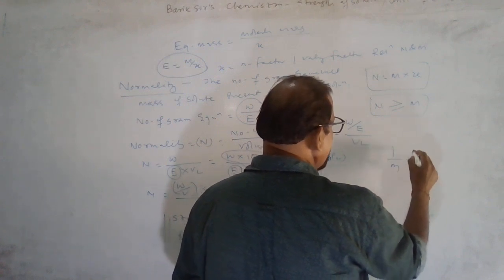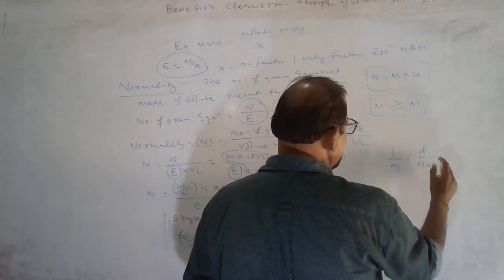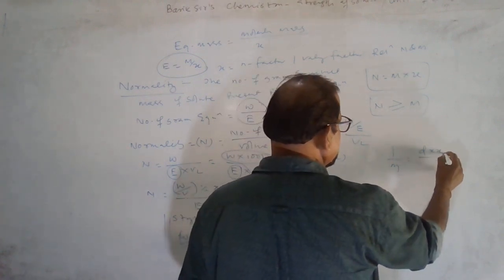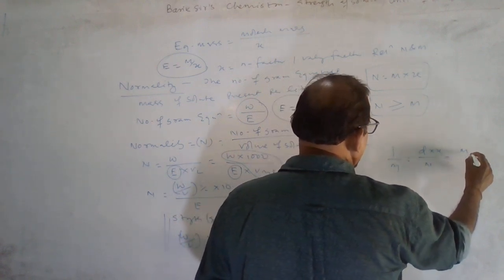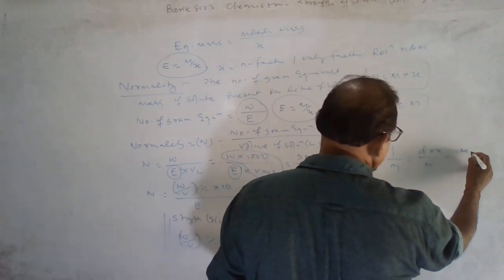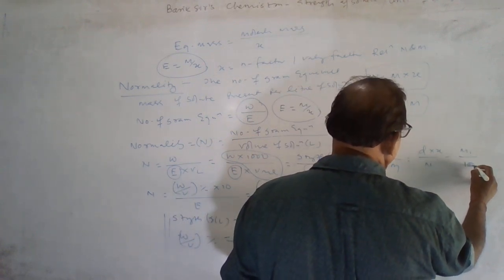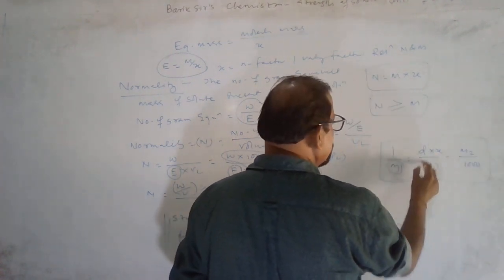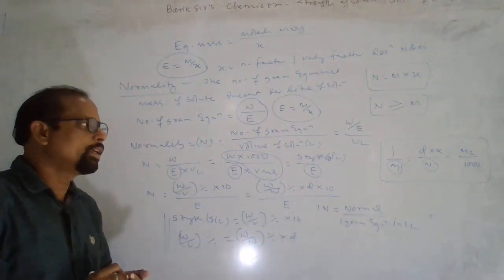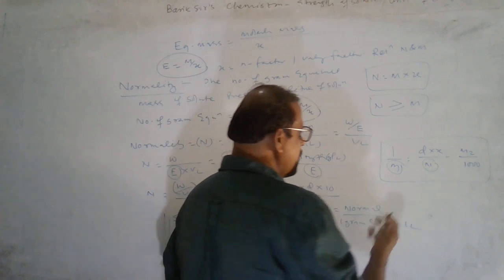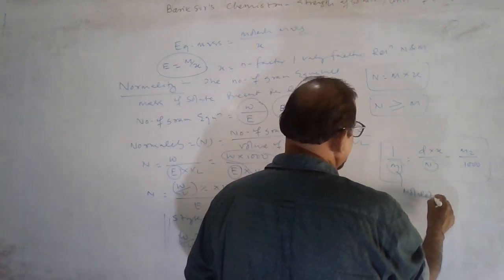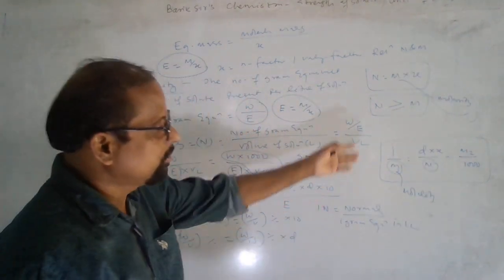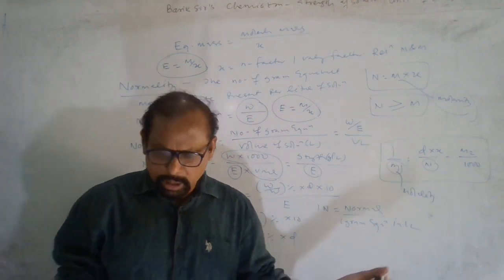And it is 1 by molarity equals density by the normality, minus the molecular mass by 1000. So this is the molarity and normality relationship. You can solve the problems with it.